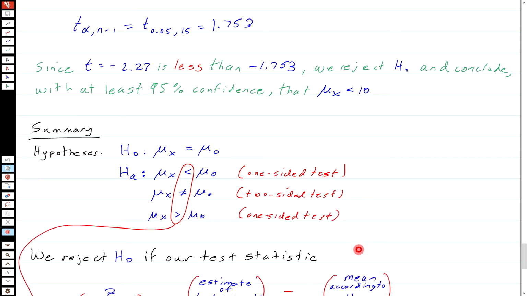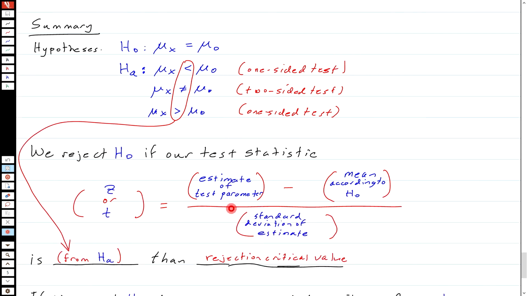So, summary here. Our hypothesis H naught always has the equality. You can put the less than or greater than in here as well, as long as the equal sign appears here. And we use it. We do the test at the equality. The alternative has three possibilities. One could be a one-sided test with a less than here. It could be a two-sided test with a not equal, in which case we test to see if we're far enough away in either direction. Or it could be a one-sided test with greater than, in which case we check to see if we're far enough away in the positive direction.